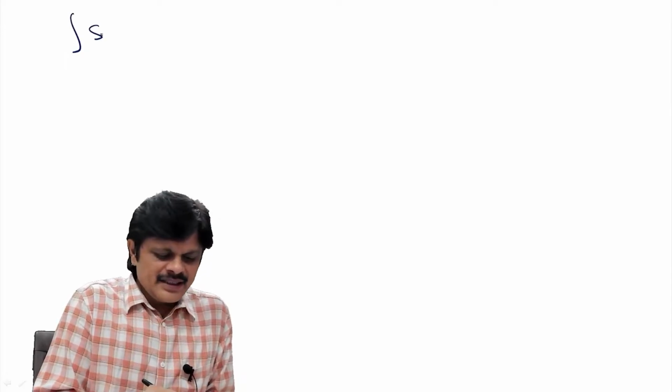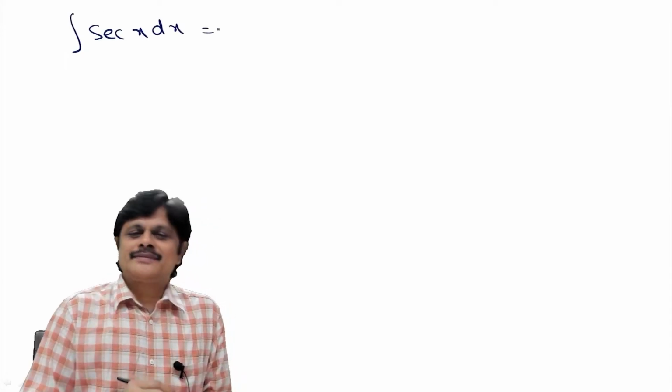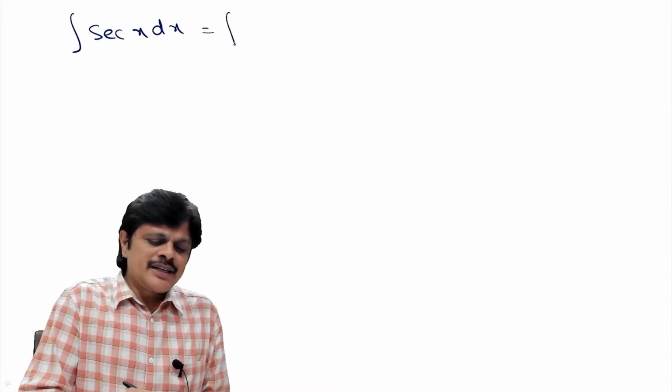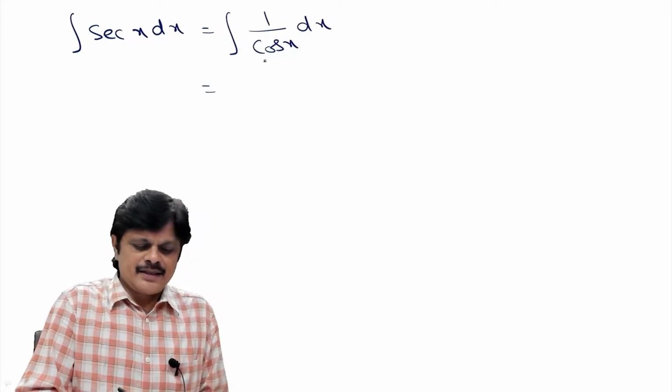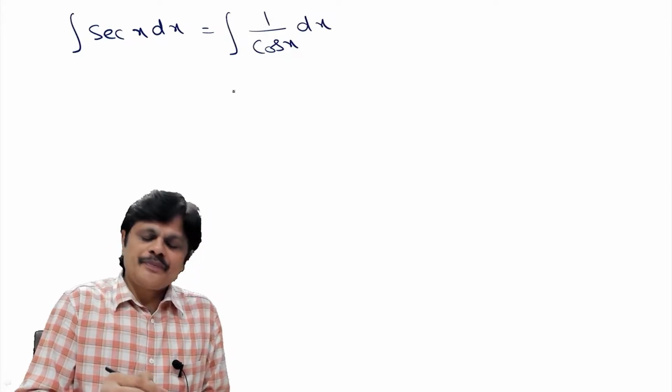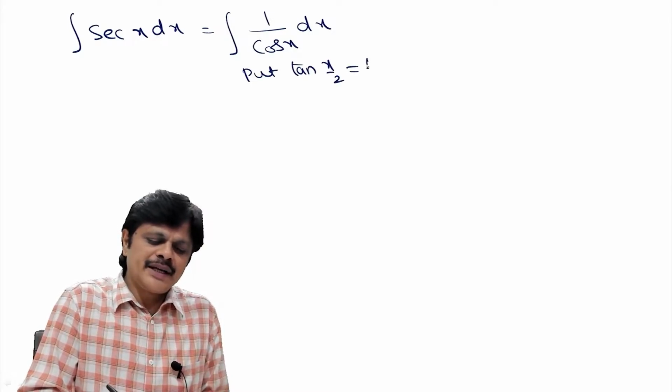Okay. Integral secant x dx. So what is integral secant x? Integral 1 by cos x dx. So make our universal substitution. Put tan x by 2 is equal to t.